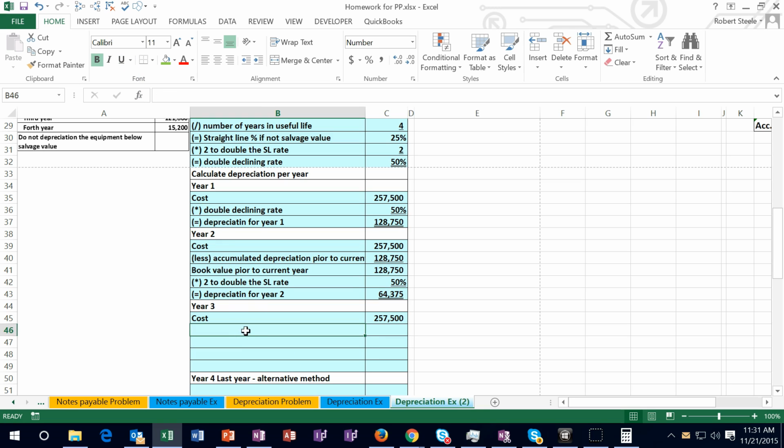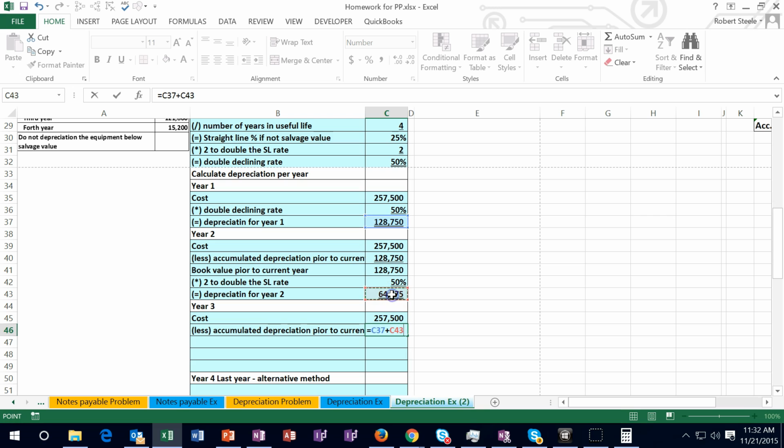Okay, and then we're going to say less the accumulated depreciation prior to the current year, up to this point. I could calculate that a couple of different ways. I could say, well, that equals the depreciation expense for year 1. It also equals the depreciation expense for year 2. So those two added up would be the accumulated depreciation prior to the current year.